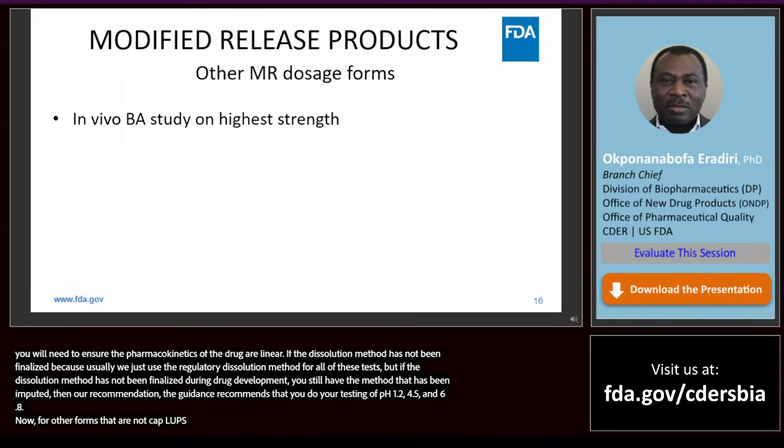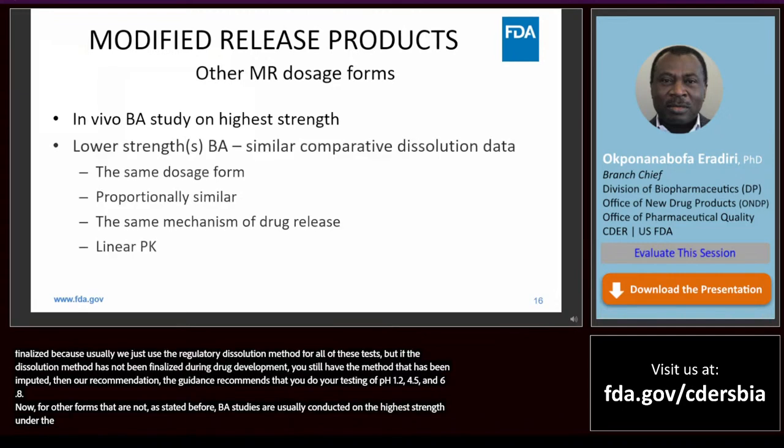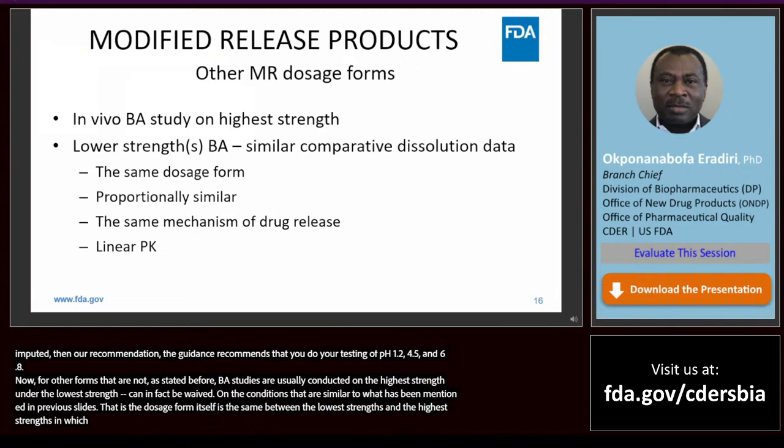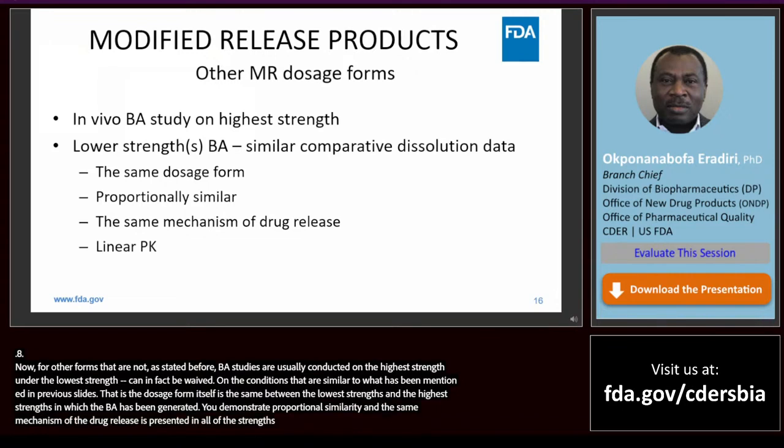Now, for other modified release dosage forms that are not capsules, tablets, or suspensions, as has been stated before, an in vivo bioavailability study is usually conducted on the higher strength, and BA studies on the lower strengths can in fact be waived. The conditions are similar to what has been mentioned in previous slides: the dosage form itself is the same between the lower strengths and the higher strength on which bioavailability data has been generated, you demonstrate proportional similarity, the same mechanism of drug release is present in all of the strengths, and also linear pharmacokinetics.